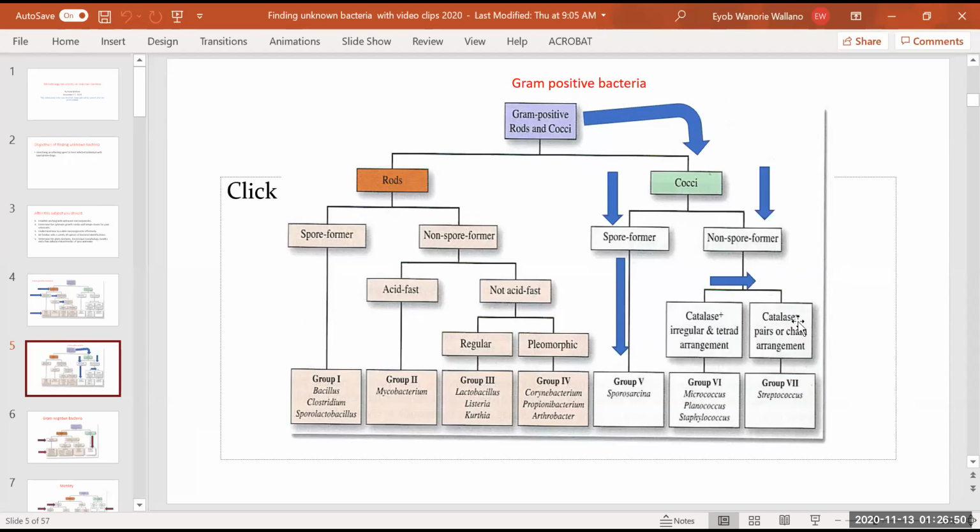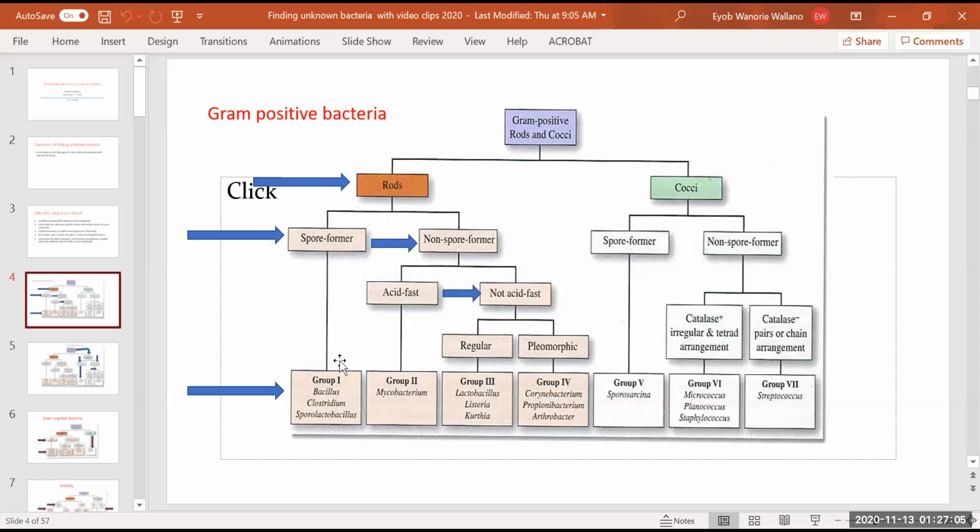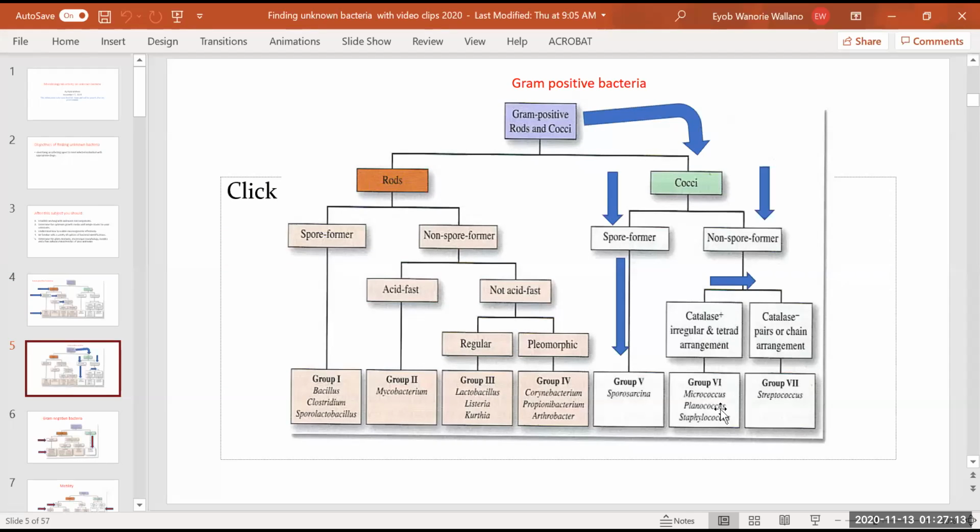Look now, so two of them you need to know from the cocci. You need to know them. You see, they are cocci. So these are gram-positive cocci group, you need to know this one. How many of them do you need to know now? 1, 2, and then 3. Okay, the other one, 3, and then you need to know 4, 5 of them. We touched 5 of them, you need to know them. Okay, that is according to Bergey's Manual, gram-positive bacteria, rods and cocci, how they are going to be classified.